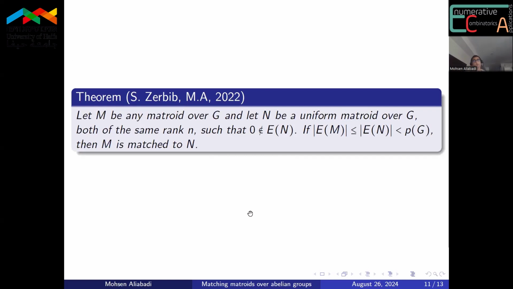When it comes to uniform matroids, things are pretty straightforward, because every n-set is a basis, and every set of size less than or equal to n is independent. So we can guarantee that, assuming that M is a matroid, N is a uniform matroid, and both of them have cardinality less than the smallest non-zero subgroup of our group G, then we can conclude that M must be matched to N.